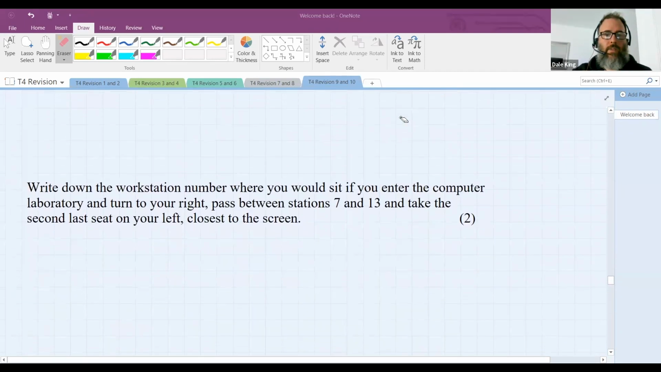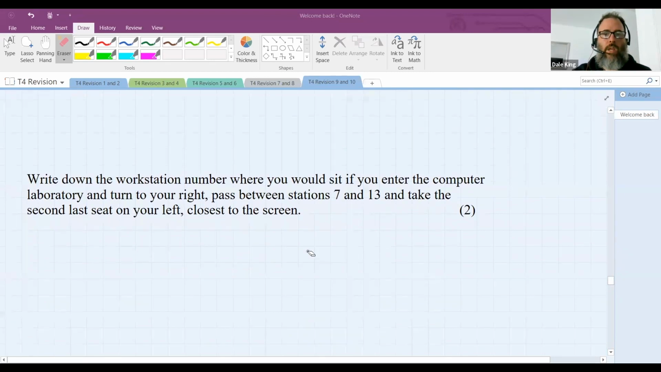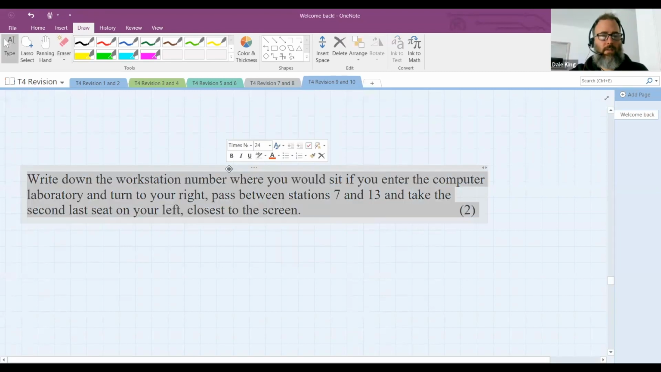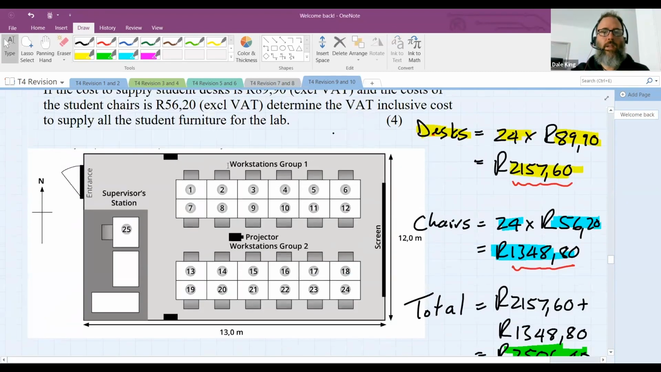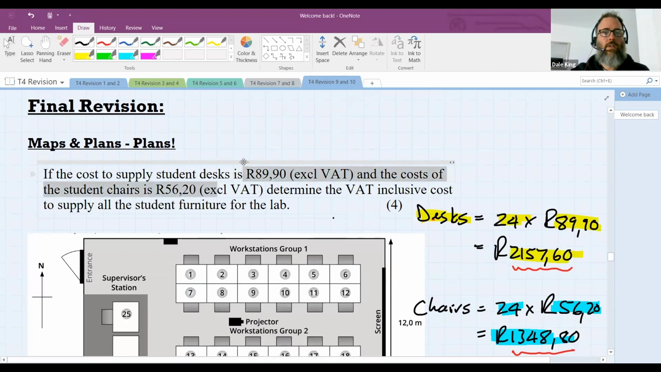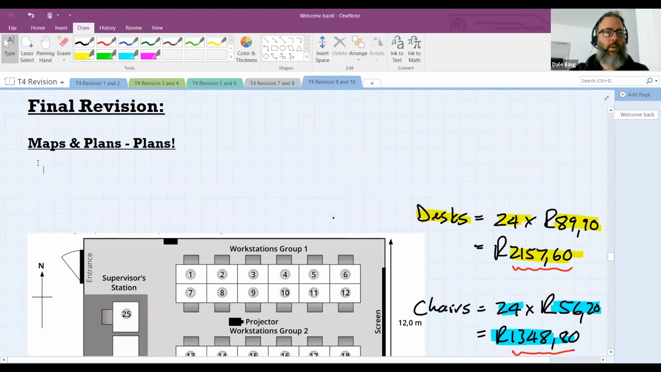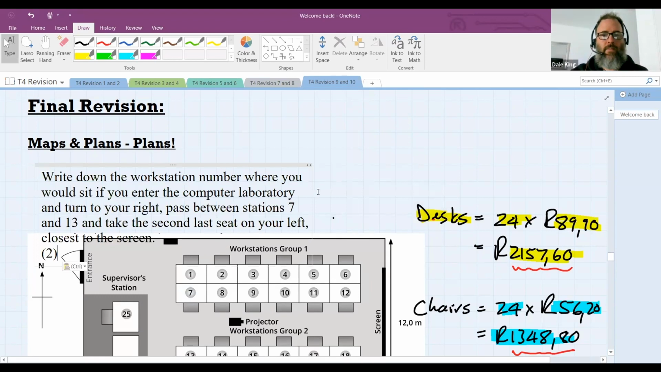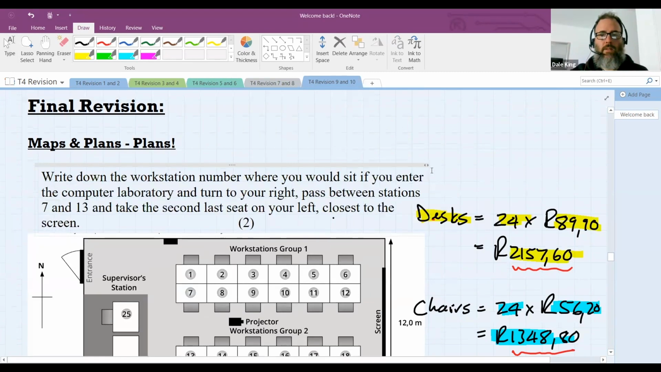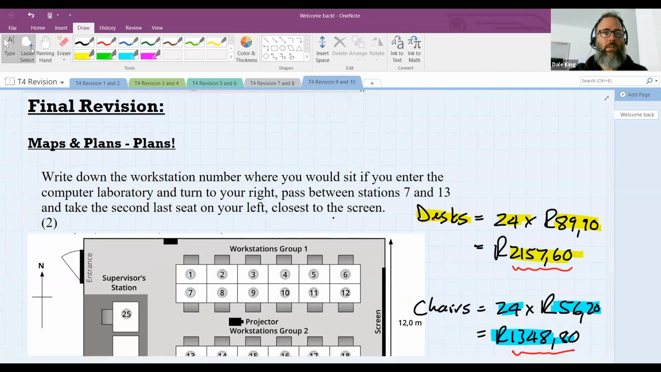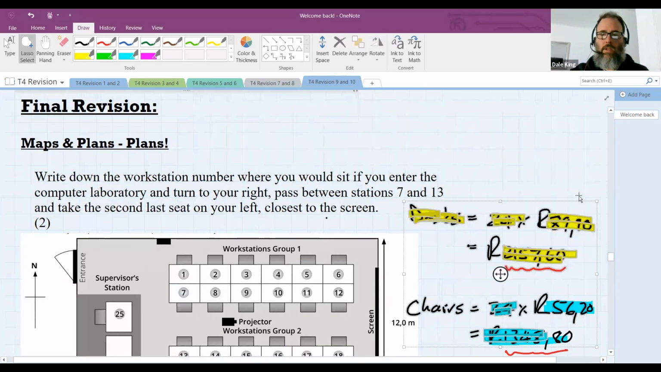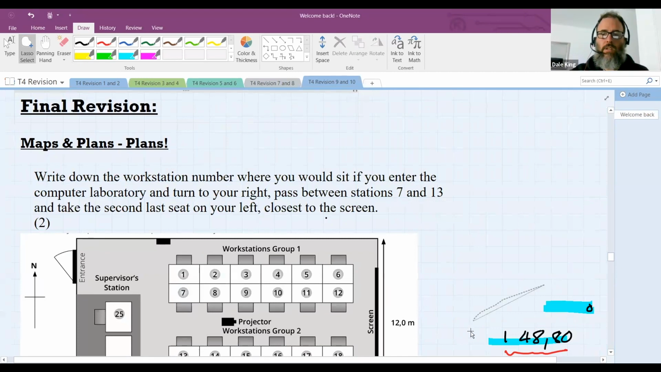Here we go. Write down the workstation number where you would sit if you enter the computer lab. Oh, all right. Let's take this up. You see, this is the difficult thing about maps and plans: you have to have the question with you all the time. So I'm going to pop the question up here above, and remove all this nonsense on the side here. All right, so there's the question above the map.